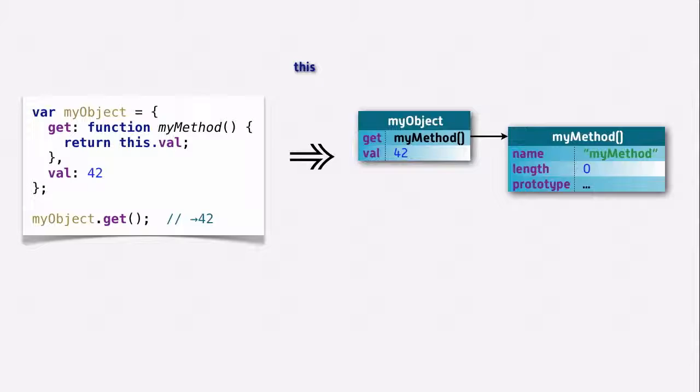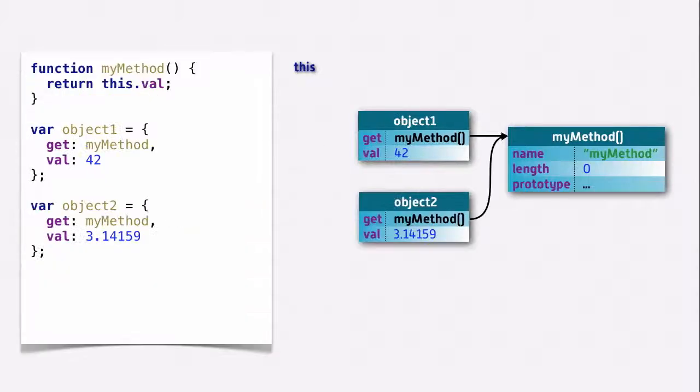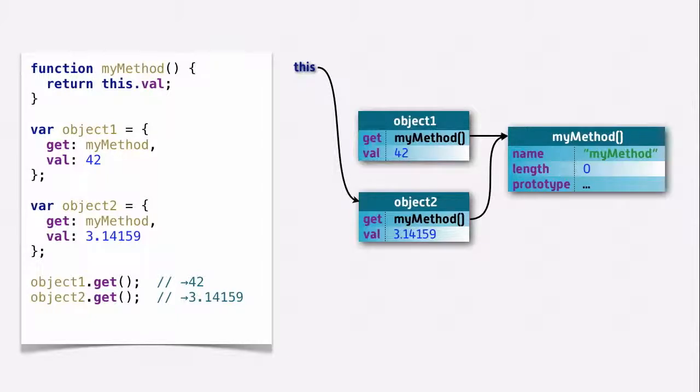The this keyword is JavaScript's biggest gotcha. It depends on the object, not where the function was defined, and this can cause a lot of problems. So if we have myMethod, which returns this.val, and we call object1.get, we'll get a 42 back. If we call object2.get, this will be set to object2 and we'll get 3.14159 back. If we just call myMethod directly, this won't be set to anything in particular.